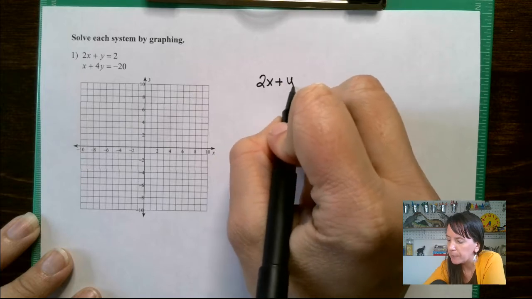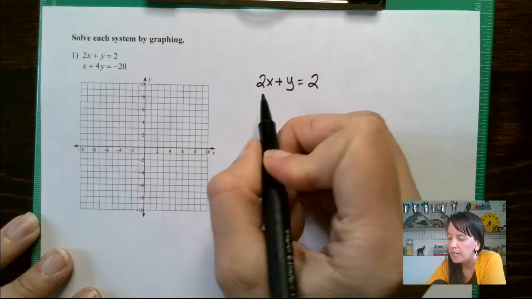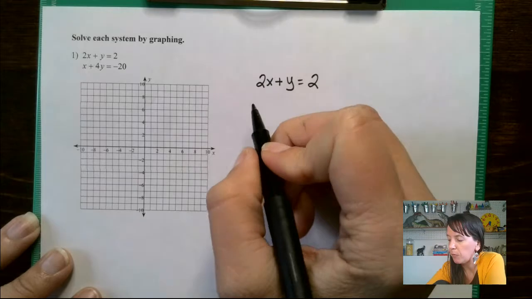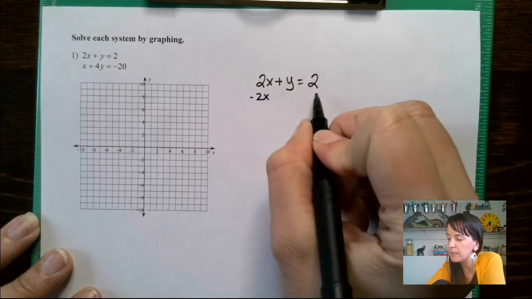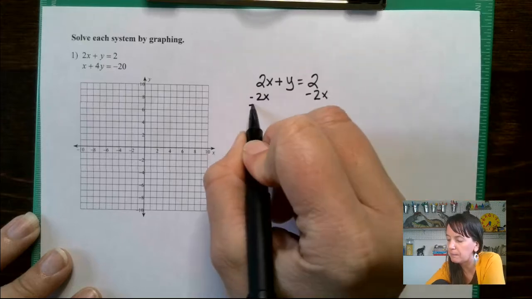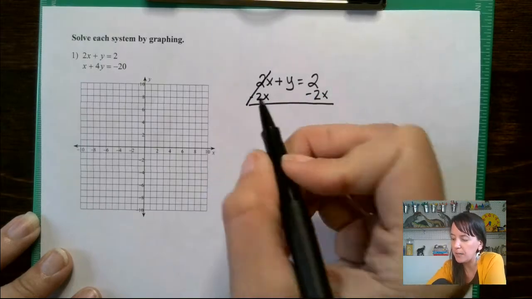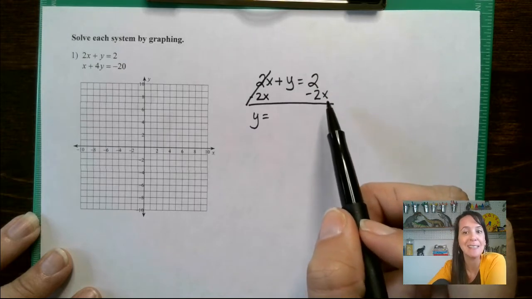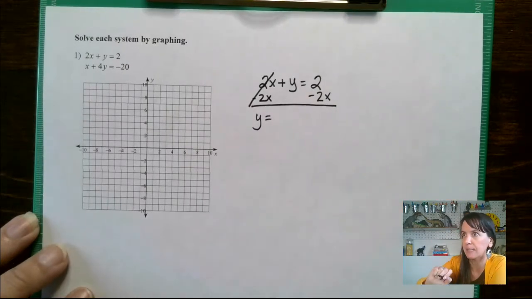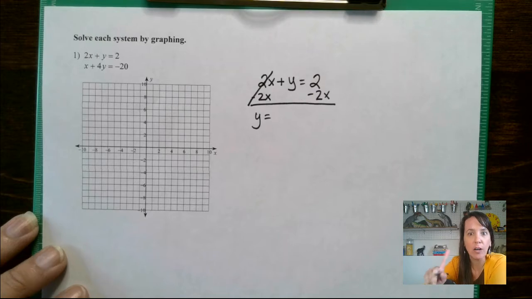2x plus y equals 2. In order to get this into slope-intercept form, what I need to do is get that y by itself. So I'm going to minus 2x, minus 2x. If I do that, I get y equals, now I could say 2 minus 2x. I can't combine them. I can't say 0x because they are not like terms.